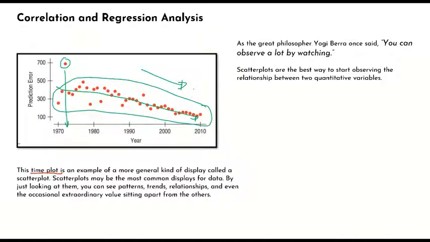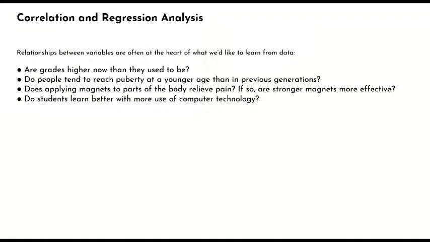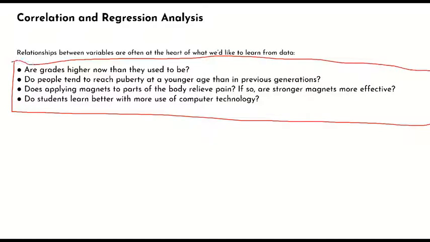Okay? So, as a great philosopher, Yogi Berra said, you can observe a lot by watching. Well, medyo weird naman ito kasi nga, syempre, observation is watching. Di ba? So, scatter plots are the best way to start observing the relationship between two quantitative variables. That could either be the x and the y. So, these are examples of the questions that we can use with analysis. Are the grades higher than they used to be?